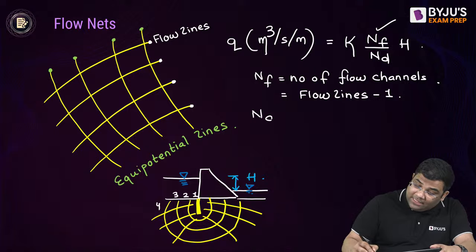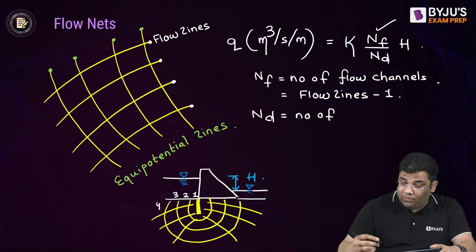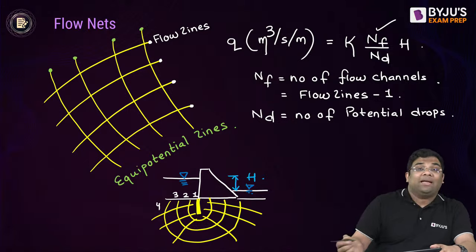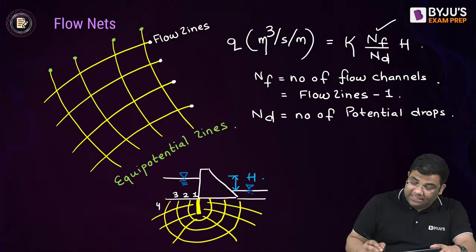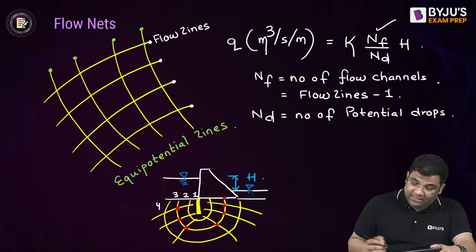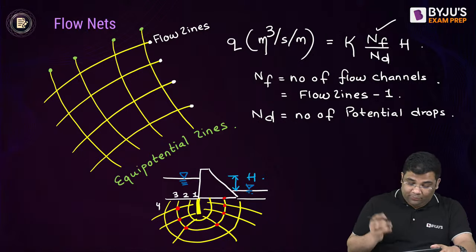And how to find the next thing, Nd? It is the number of potential drops. How will we find it? Again by counting. You can see in this diagram the number of potential drops. You see 1, 2, 3, 4, 5, 6, 7. So if the seepage is occurring in this manner, then there are 6 potential drops. If the diagram is given, you can find it in this manner.